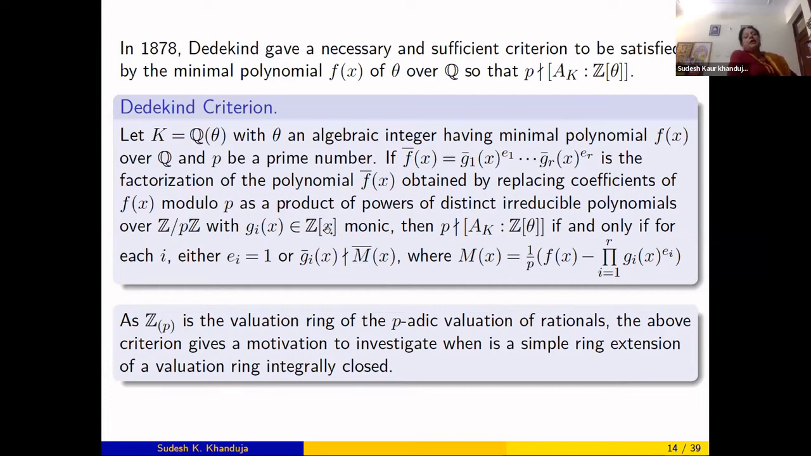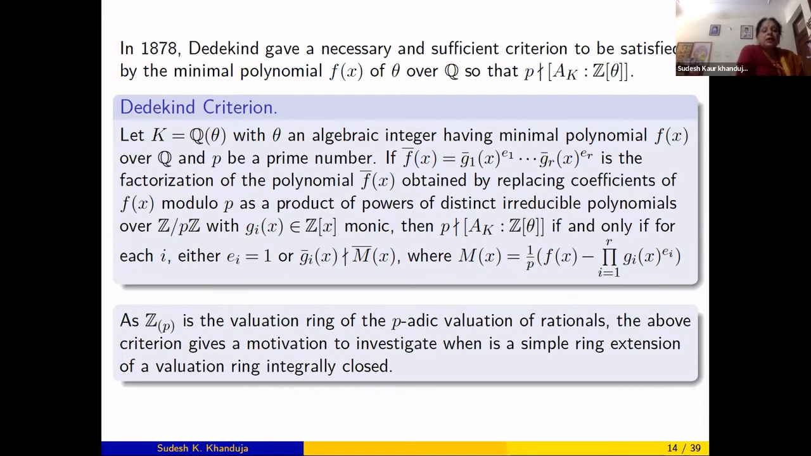Then p does not divide the index of the subgroup Z[theta] in AK if and only if for each i the following condition is satisfied: either ei is 1, or whenever ei is greater than 1, then gi bar(x) does not divide the polynomial m bar(x), where m(x) is the polynomial defined by 1 over p times f(x) minus the product, i going from 1 to r, of gi(x) raised to ei.